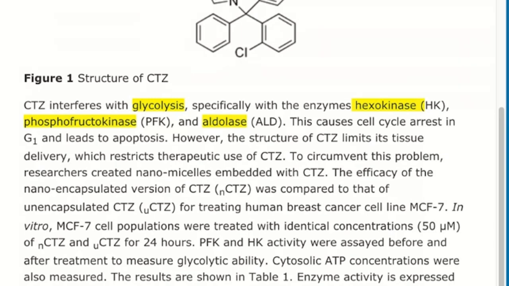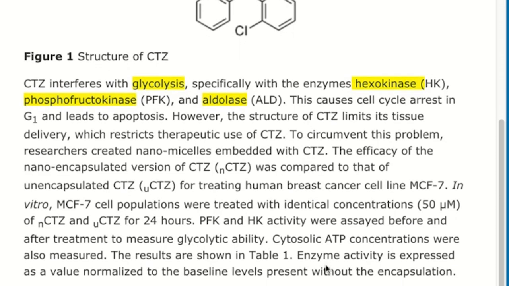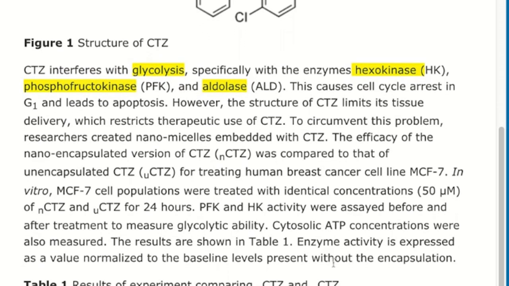However, the structure of CTZ limits its tissue delivery, which restricts therapeutic use of CTZ. To circumvent this problem, researchers created nanomicelles embedded with CTZ. The efficacy of the nano-encapsulated version of CTZ, and then we get another abbreviation, NCTZ, presumably for nano-CTZ, was compared to that of unencapsulated CTZ, which is then given another abbreviation, UCTZ, presumably for unencapsulated, for treating human breast cancer cell line MCF7.